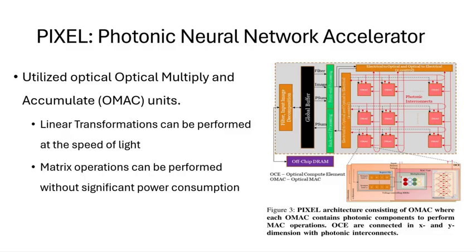Next is Pixel, a photonic neural network accelerator. It utilizes optical multiply and accumulate units. Linear transformations can be performed at the speed of light, and matrix operations can be performed without significant power consumption.